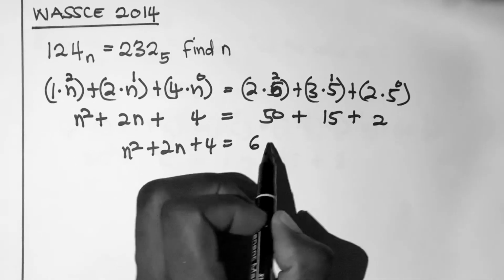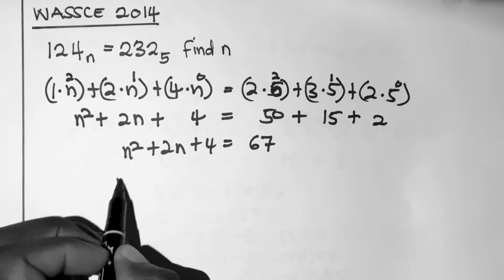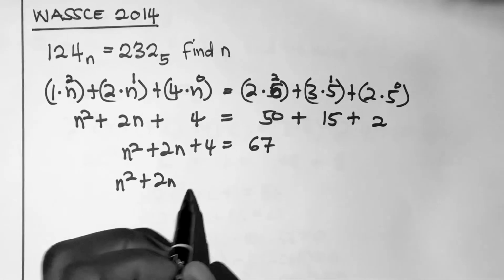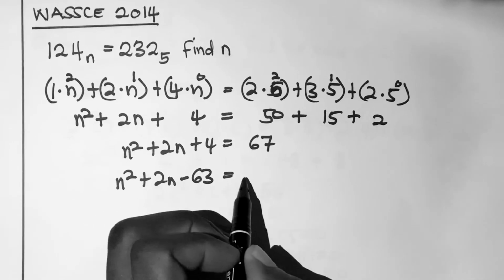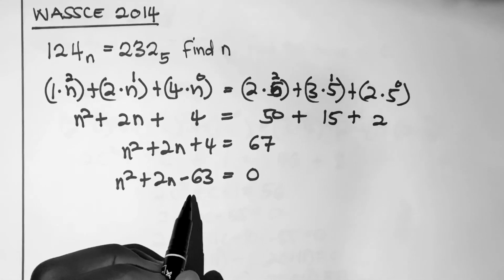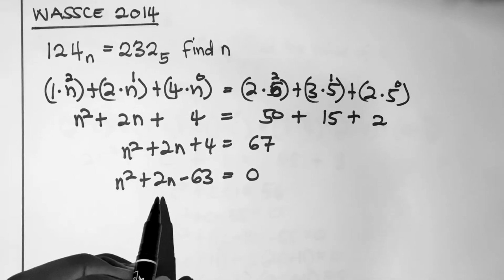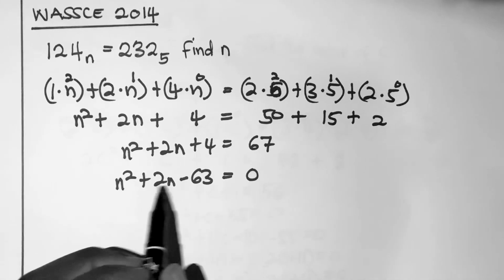65 plus 2 is 67. So if we bring 67 to the left hand side, it becomes n squared plus 2n, then plus 4 minus 67 will give us minus 63 equals 0. Now two numbers if you multiply, you get minus 63. If you add, you get 2. So you see that 9 times minus 7 is minus 63. And then 9 minus 7 is 2.